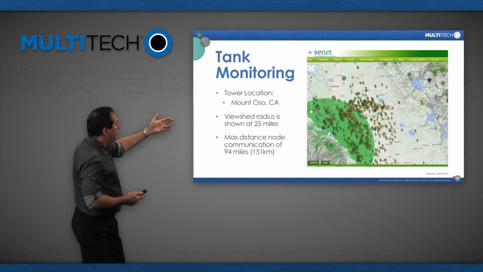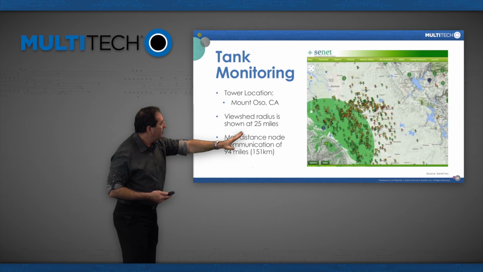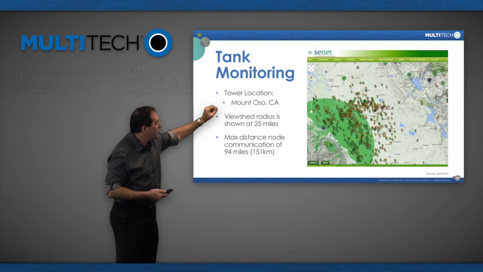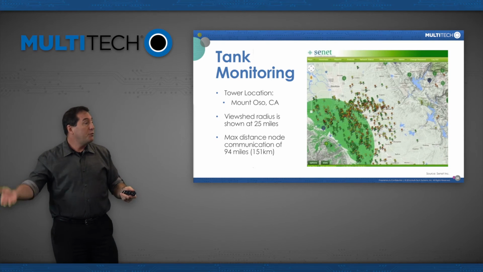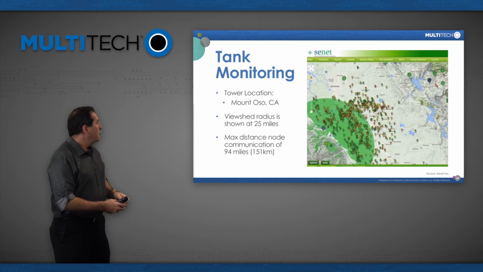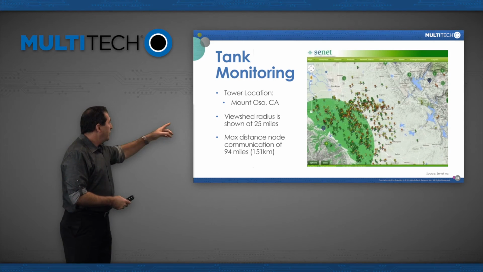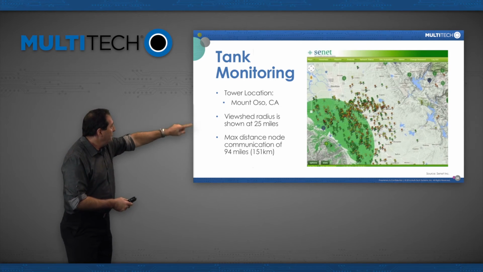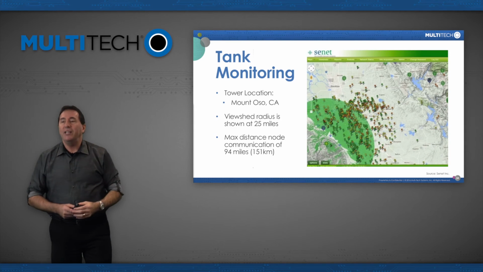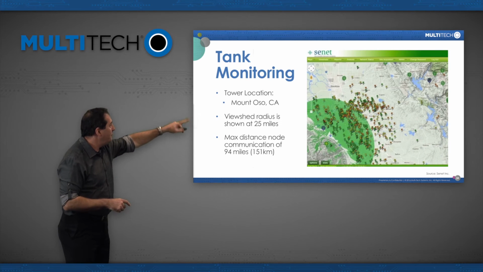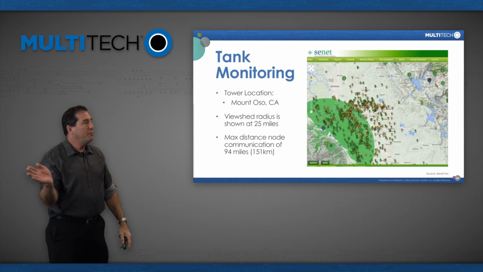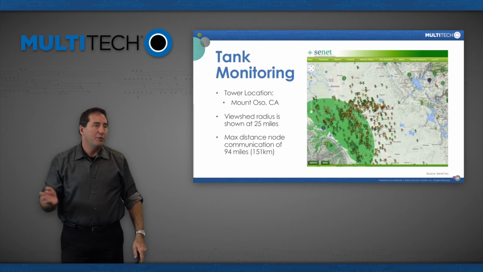It's looking down into the valley, and all those little pins are tanks that they're monitoring. They just have an endpoint at each tank, reporting if it's full or empty. The interesting thing about this is that green half circle, which is a 25-mile radius circle. So these little endpoints from 25 miles away are reliably communicating, no problem whatsoever.